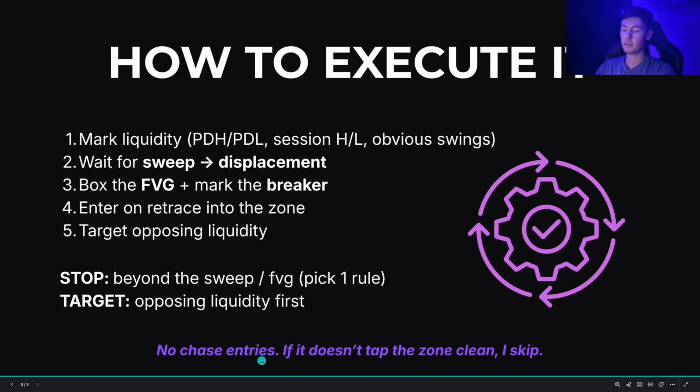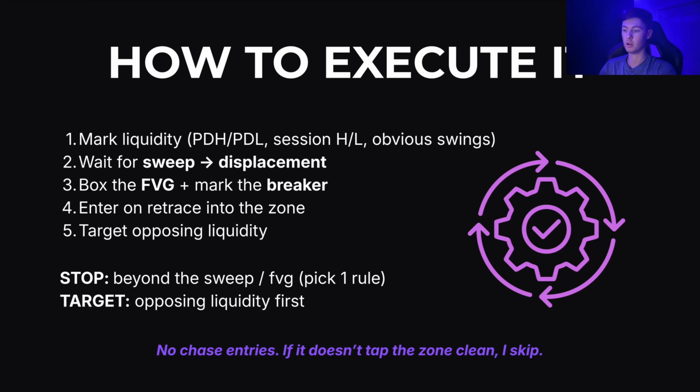And then no chasing entries. If it doesn't tap the zone clean, the breaker block or the fair value gap, then I simply skip the trade, because is it really a valid unicorn model if it's not even going to retrace into the breaker block or the fair value gap?